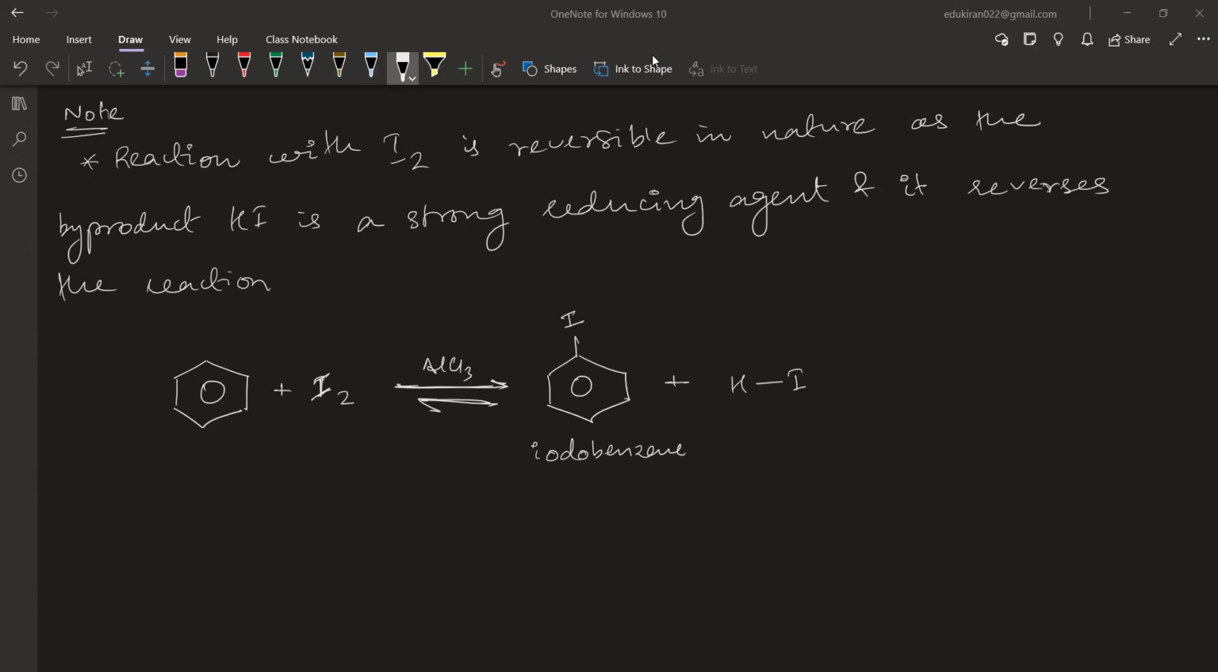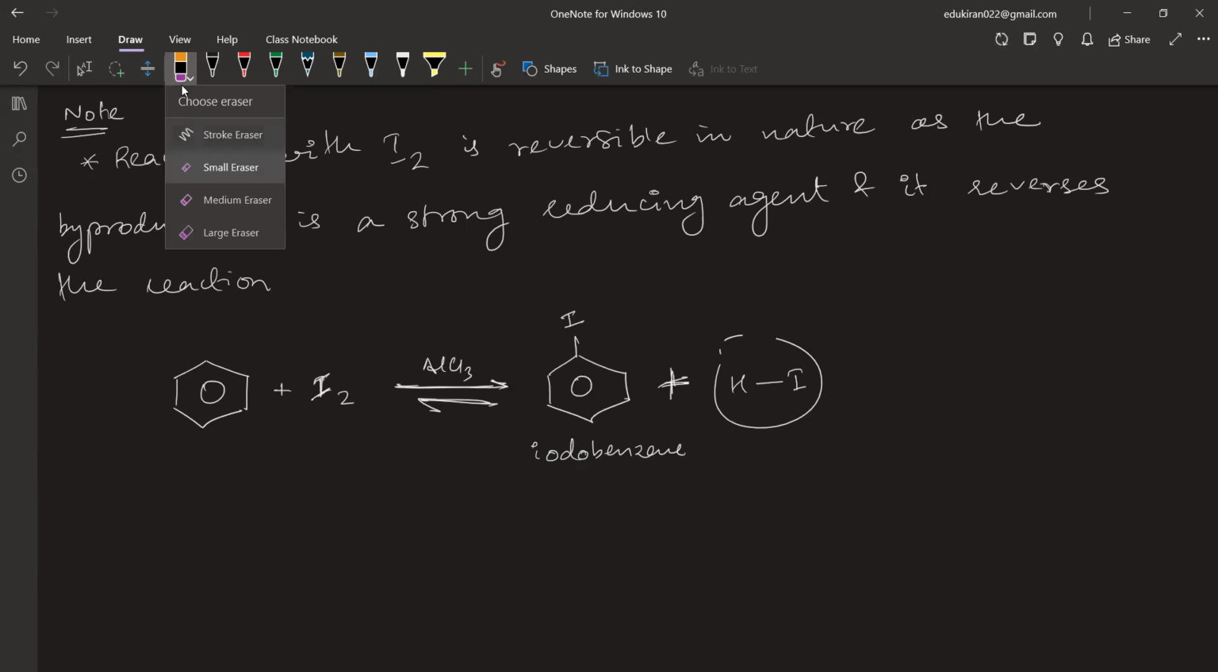HI is problematic. Achha, that means if I remove HI, then everything will be fine. Yes or no? Tell me. If I remove HI from the container, then what will happen? We will just get iodobenzene and this reaction will not go reverse. Why? Because for this reaction to go reverse, we need HI, and if HI is not present, then we will not go towards the backward reaction. Is that correct? Yes or no? Just say yes or no.